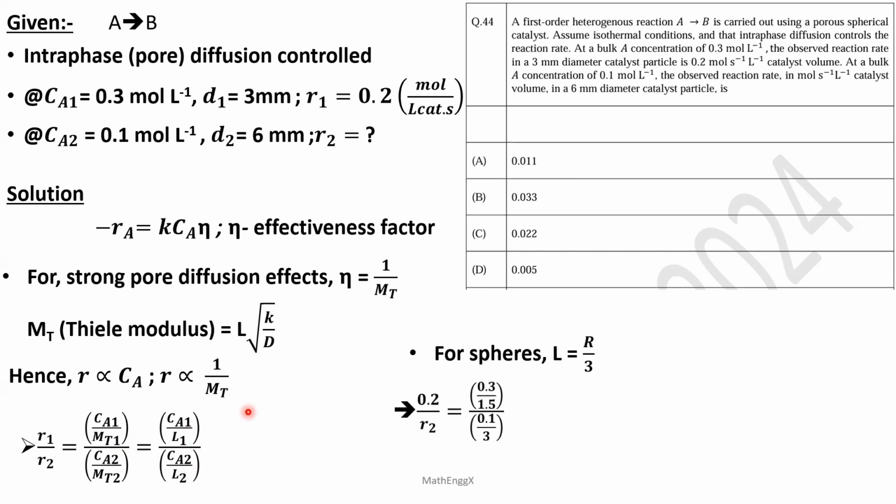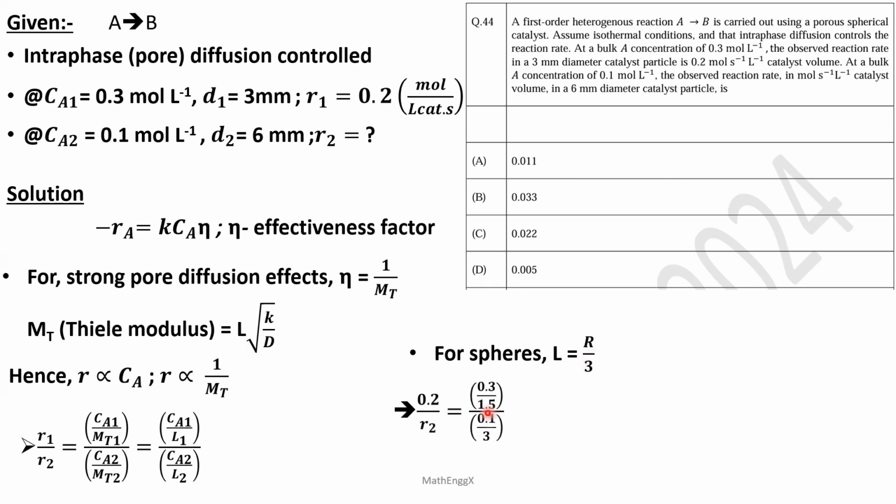Now, for a spherical catalyst, we can write characteristic length L as R by 3. This is because L is basically the ratio of volume to the surface area of the catalyst particle. So since it is a sphere, we have volume as 4 by 3 pi r cube and surface area as 4 pi r square. On taking the ratio, we get L as R by 3.